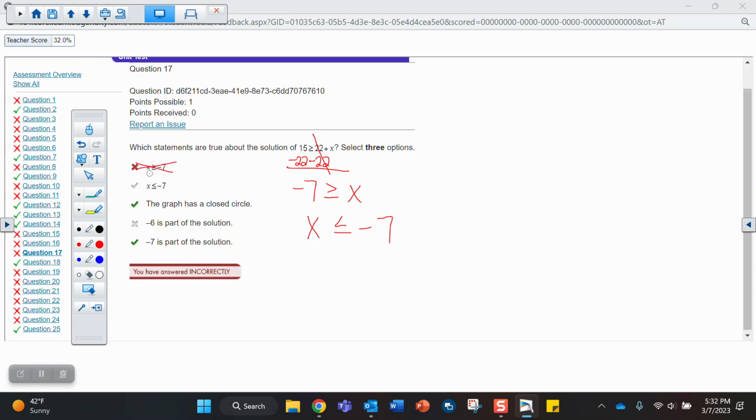So this one is not correct. This one is. The graph does have a closed circle because of the or less than or equal to underneath. -6 is not part of the solution because that is actually greater than -7. Remember, on a number line, we would be closed circle at -7. -6 is this way, -8 is this way, but we're shading that direction. So -6 is not part of the solution. -7 is because of the line under the inequality symbol.